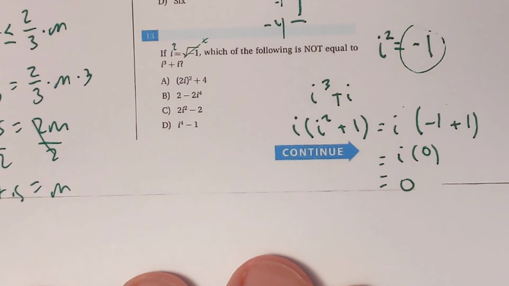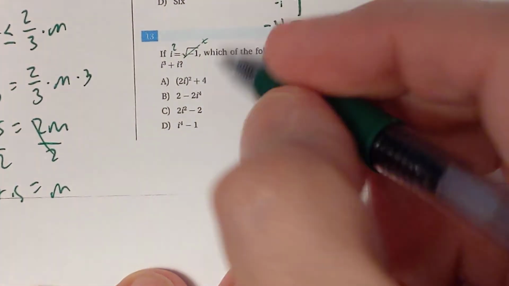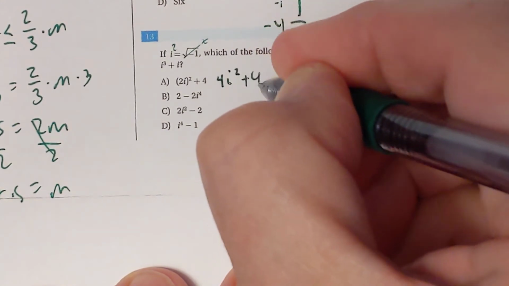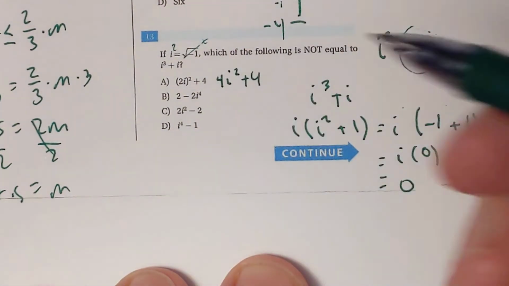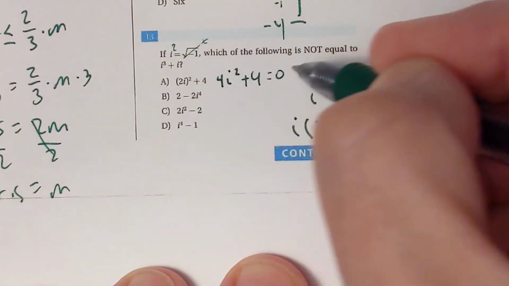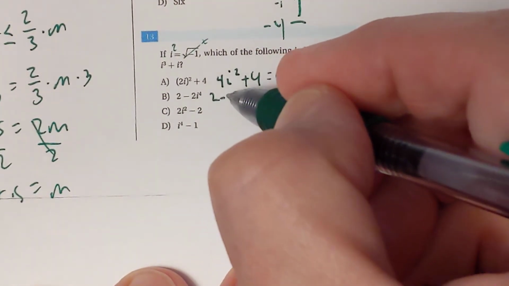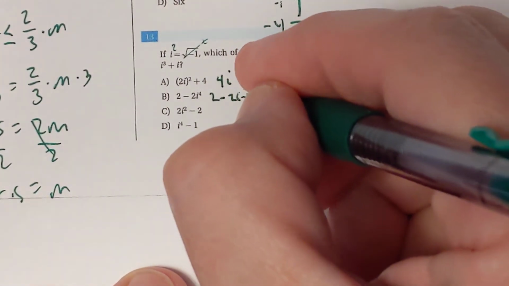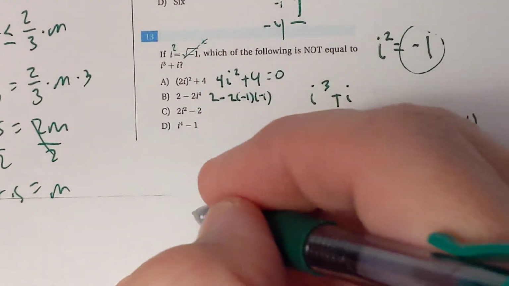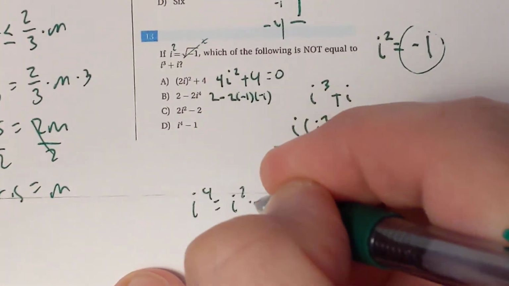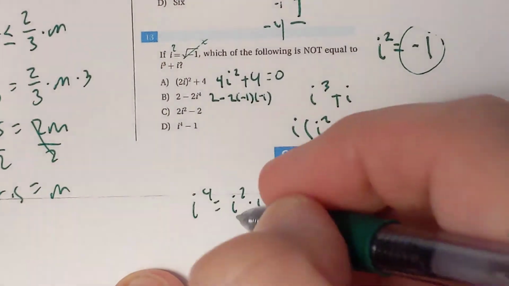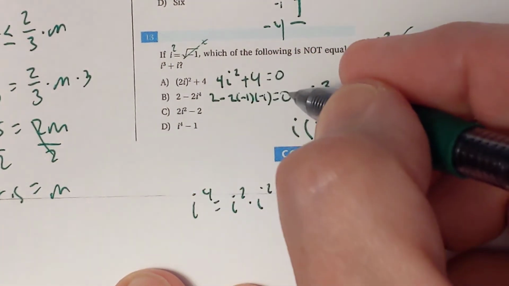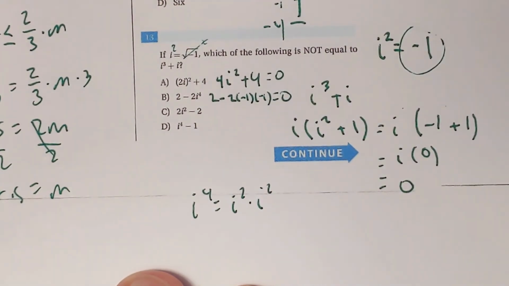Well, the first one, you have 2i squared, so that would be 4i squared plus 4. Well, i squared is -1, so that makes this -4 plus 4, or 0. Then I have 2 minus 2 times i to the fourth, which is -1 times -1, because i to the fourth is i squared times i squared. So that's -1 times -1, which is +1. So 2 minus 2 is 0. See where this is going.